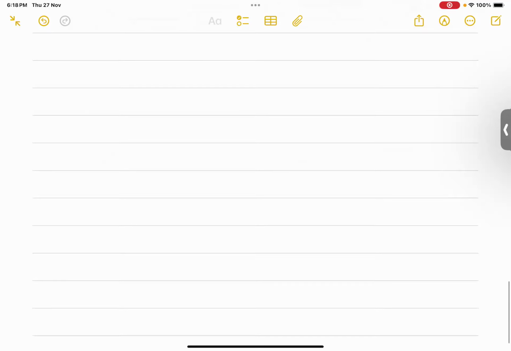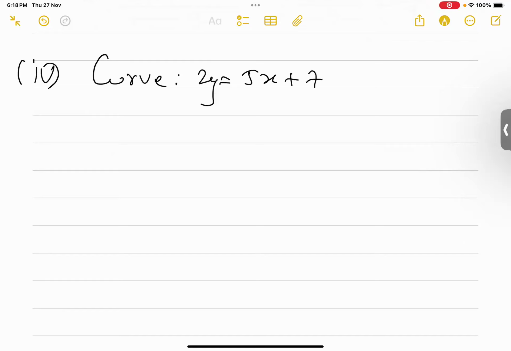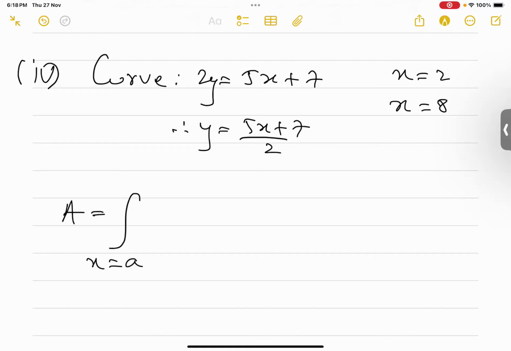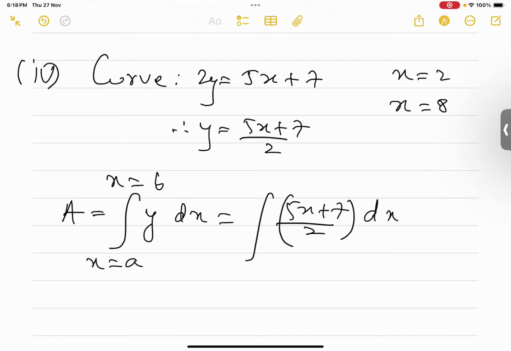Sub question 4. The curve is 2y equal to 5x plus 7. Therefore, y is equal to 5x plus 7 by 2. The lines are x equal to 2, x equal to 8. So we'll use the first formula because x equal to a, x equal to b is given, y dx. Why did we do this cross multiplication? It is because in the formula we require y, we don't require 2y.